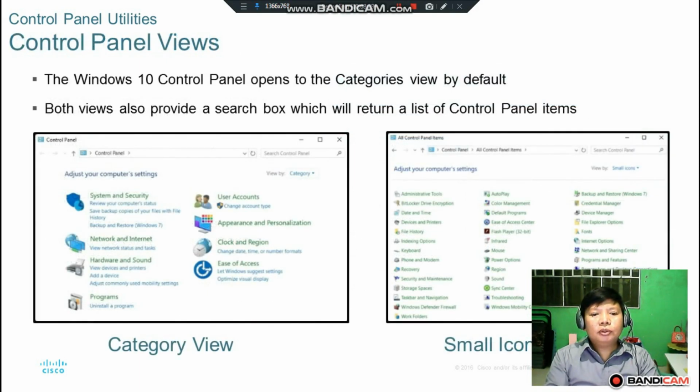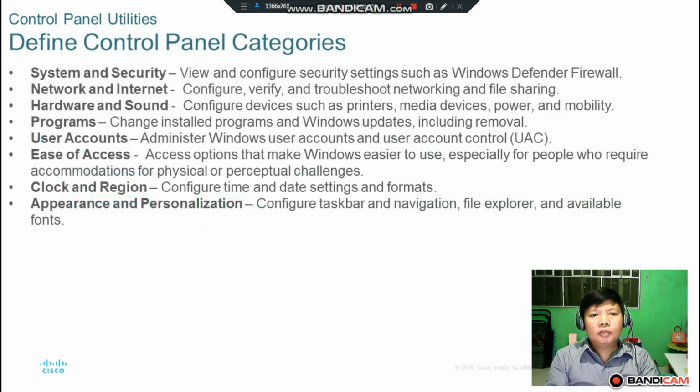Control Panel views: Category View, Large Icon View, and Small Icon View. Control Panel categories: System and Security, Network and Internet, Hardware and Sound, Programs, User Accounts, Ease of Access, Clock and Region, Appearance and Personalization.